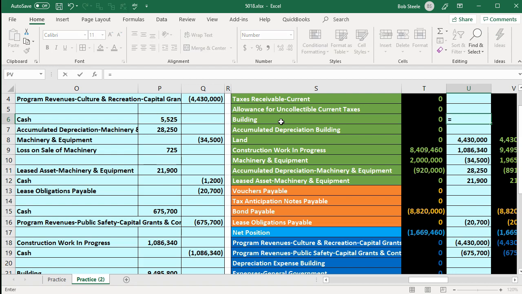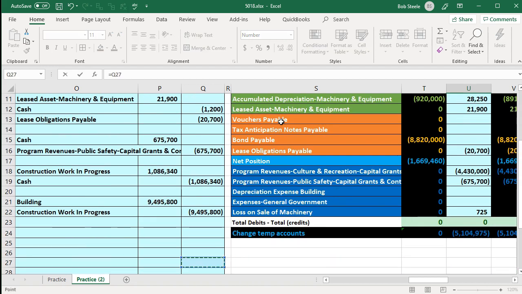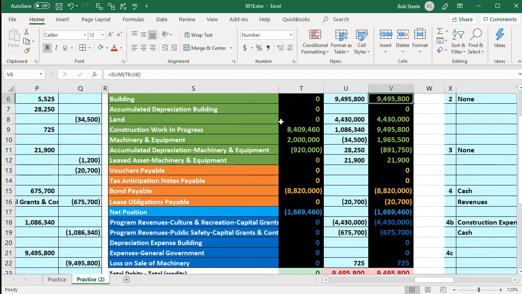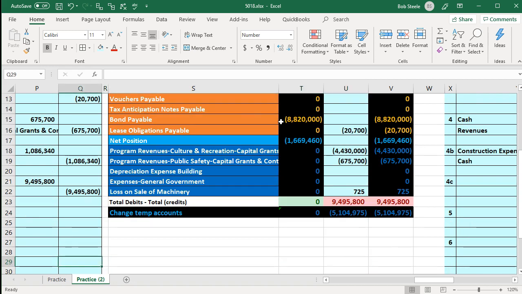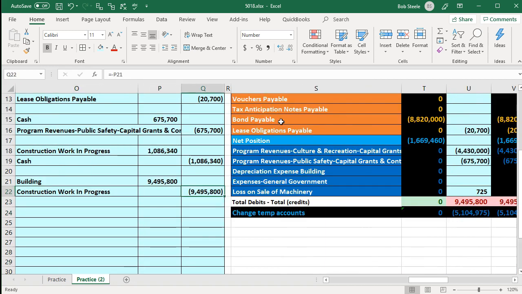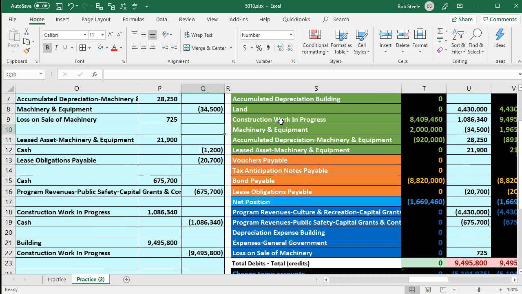Within U6 equals, scrolling back down, we're going to pick up that debit in the building and enter. So we've increased that account. Then we're going to go to the work in process account. That's where the credit is going to go. So scrolling back up, we're going to be in the work in process.